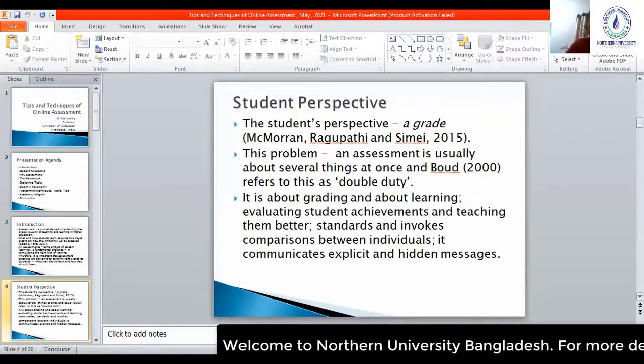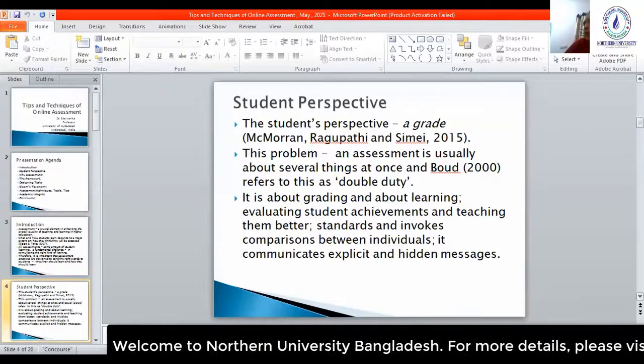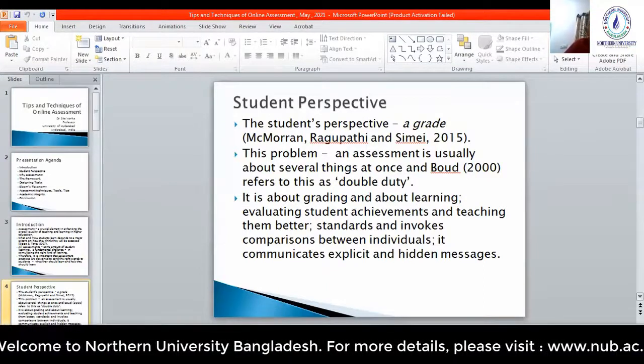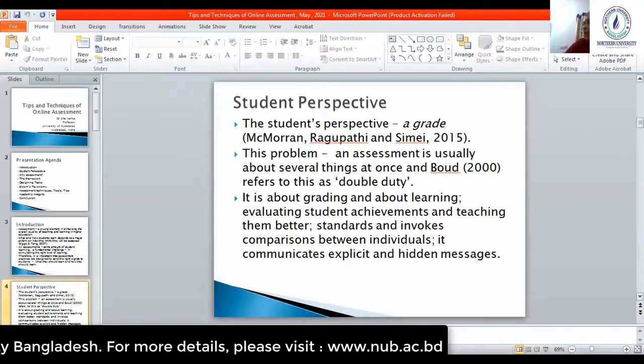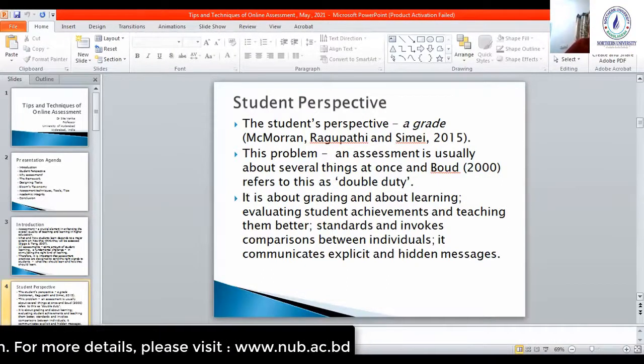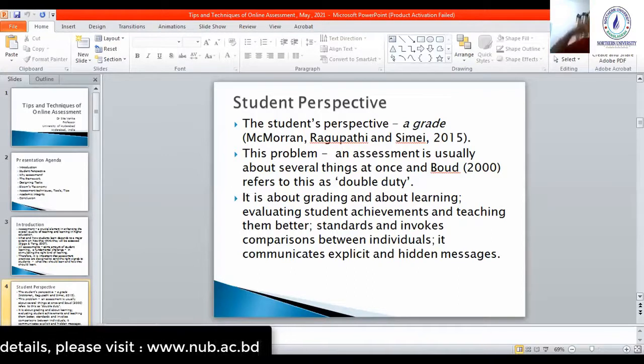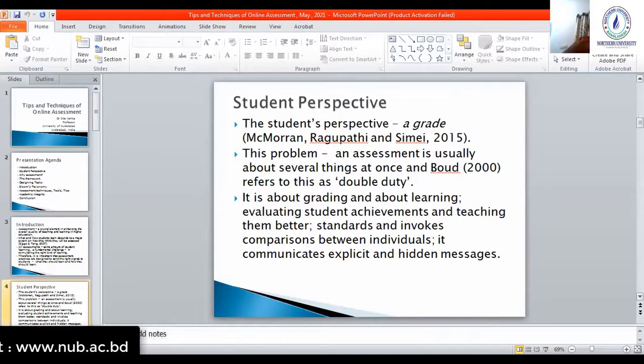This is the concern of the student. And this problem arises because an assessment is usually about several things at once. That means we look at an assessment about several things. We will look at what are all those things that we as teachers are looking at when we're trying to assess. And Boud, in a very good seminal paper in 2000, refers to this as the double duty for teachers.